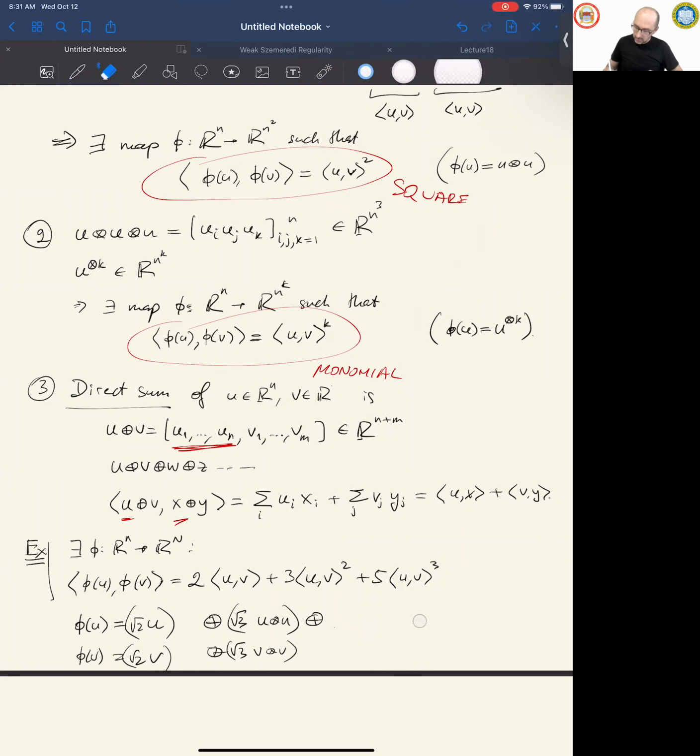Okay. Plus, and this should be now obvious. It should be root 5 u tensor u tensor u. And here will be v tensor v tensor v. And it's easy to see from the tensor product that if we take the inner product, we get the exact form that we need. Okay.